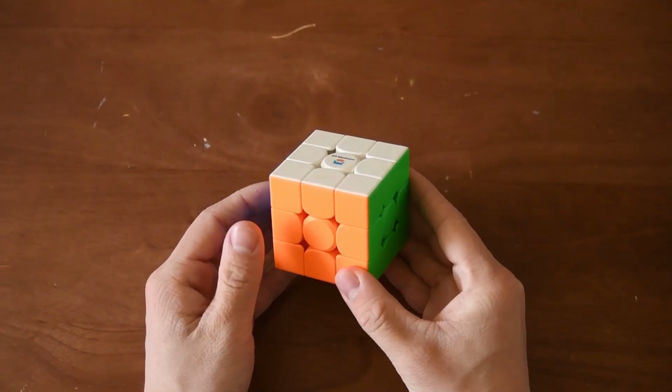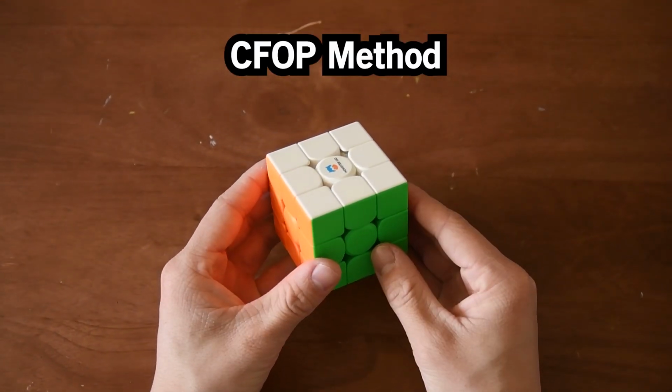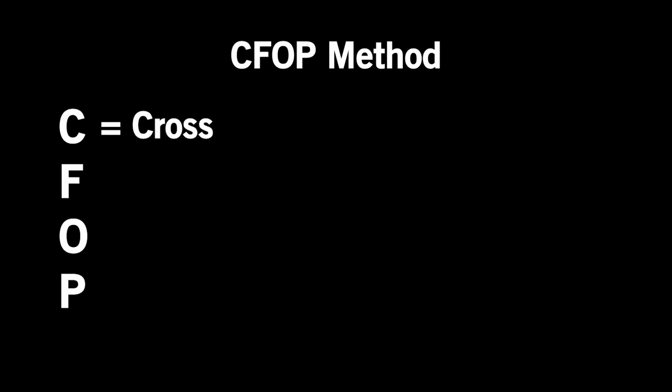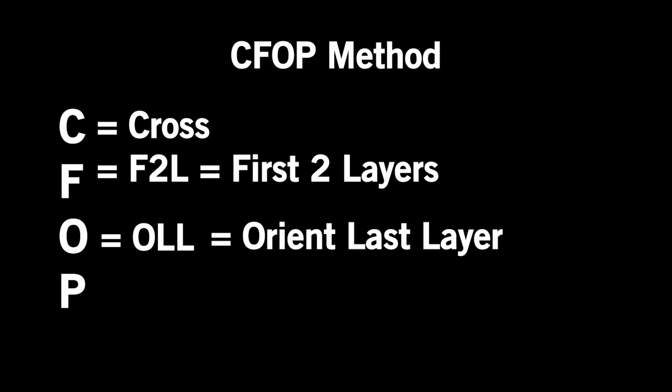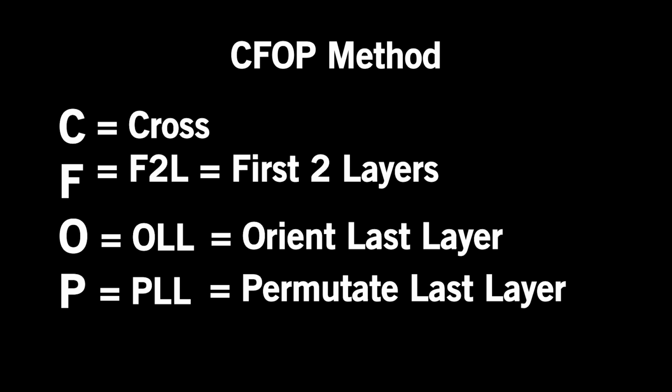In this video, I'm going to explain the CFOP method. So, CFOP: the C stands for cross, the F stands for F2L, which stands for first two layers. The O stands for OLL, and OLL stands for Orient Last Layer. And then finally, the P stands for PLL, which is Permutate Last Layer.